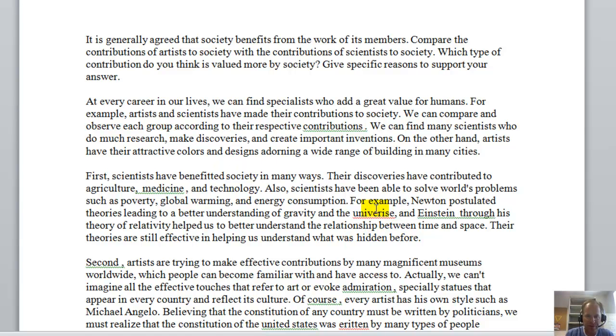Okay, so let's take a look at this paragraph. First, scientists have benefited society in many ways. Their discoveries have contributed to agriculture, medicine, and technology. Also, scientists have been able to solve the world's problems such as poverty, global warming, and energy consumption. For example, Newton postulated theories leading to a better understanding of gravity and the universe, and Einstein, through his theory of relativity, probably put a comma here, set that prepositional phrase apart from the rest of the sentence, and Einstein, through his theory of relativity, helped us to better understand the relationship between time and space. Their theories are still effective in helping us understand what was hidden before.